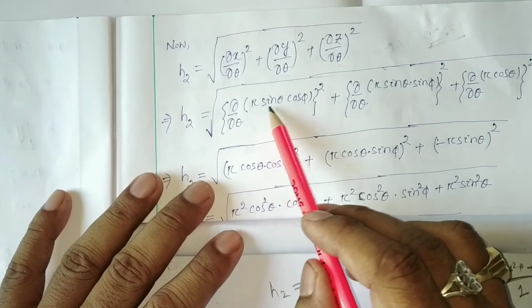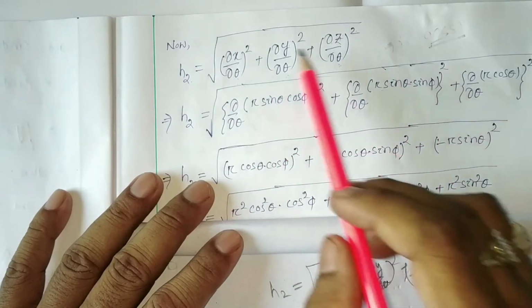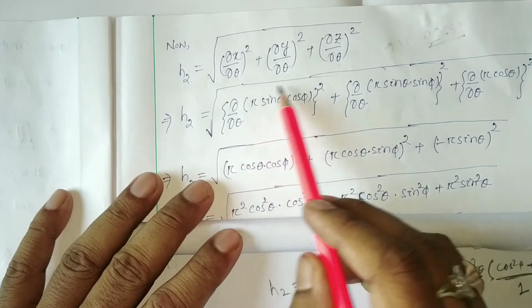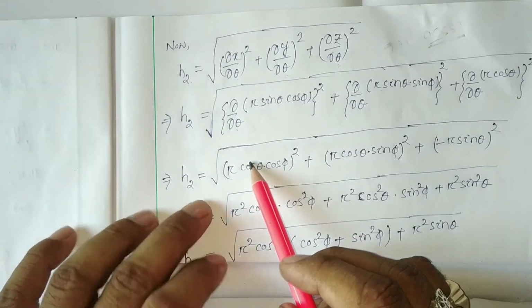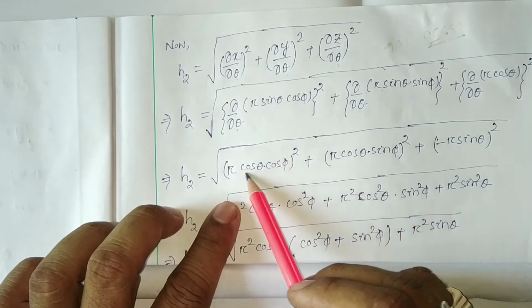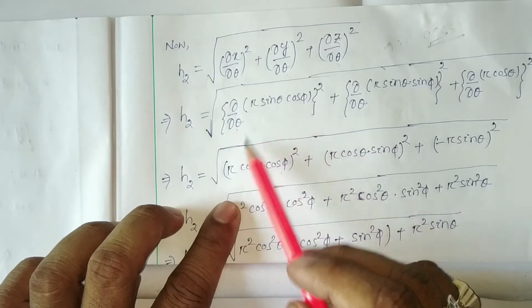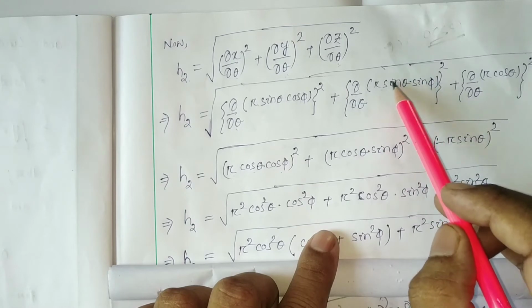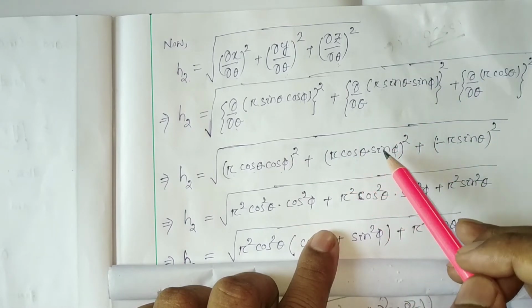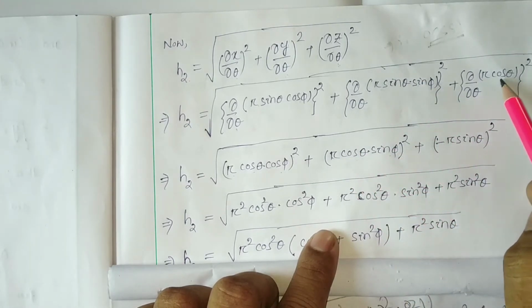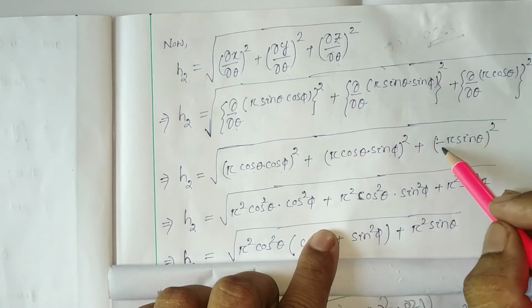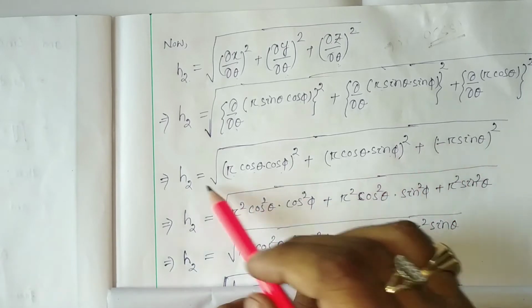The x value is r sin theta cos phi, the y value is r sin theta sin phi, and r cos theta is the z value. This term is going to be differentiated with theta. We find sin theta becomes cos theta, so r cos theta cos phi square. Del by del theta of sin theta will be cos theta, so r cos theta sin phi whole square. And cos theta differentiated with respect to theta will be minus sin theta, so it will be minus r sin theta whole square, whole root over.